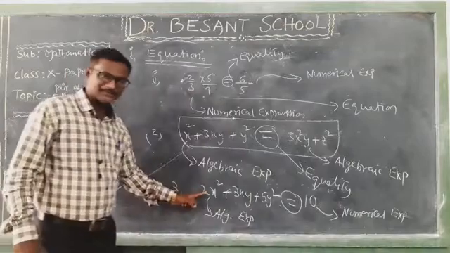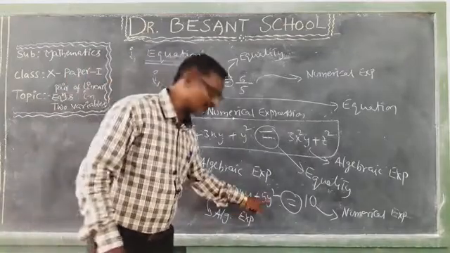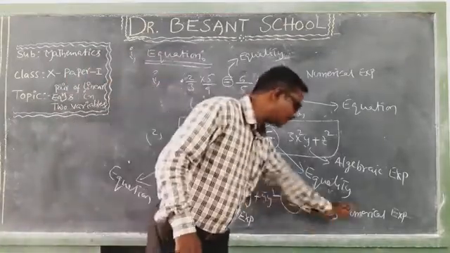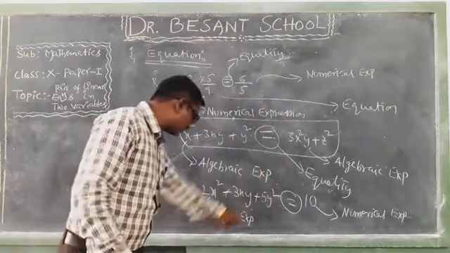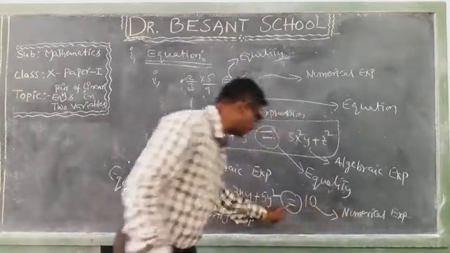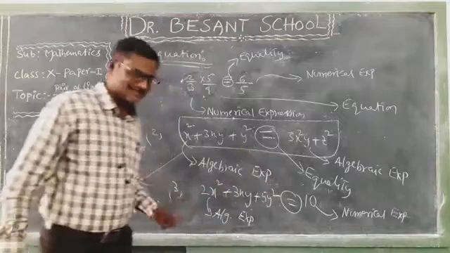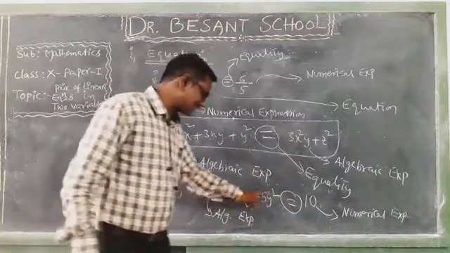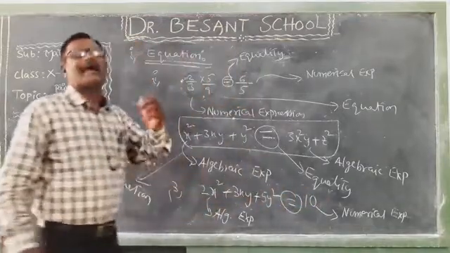This is an algebraic expression, 2x² + 3xy + 5y². This is a numerical expression, 10. By combining this algebraic expression and the numerical expression with the connectivity equality, the overall sentence 2x² + 3xy + 5y² = 10 is also called an equation.